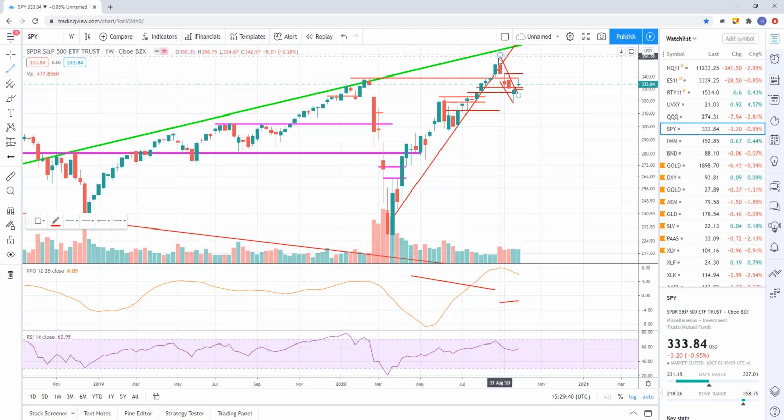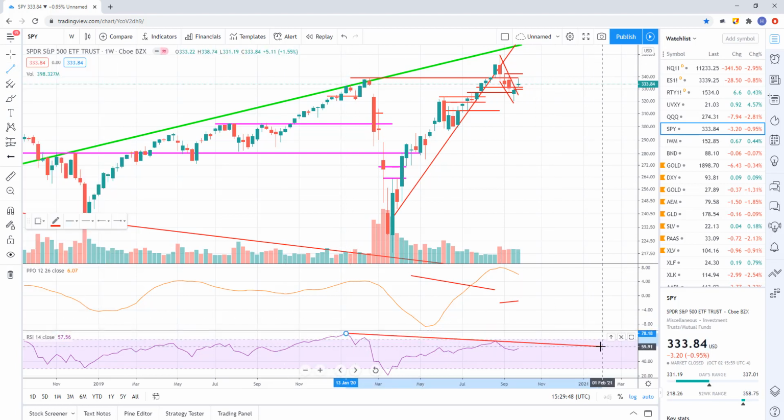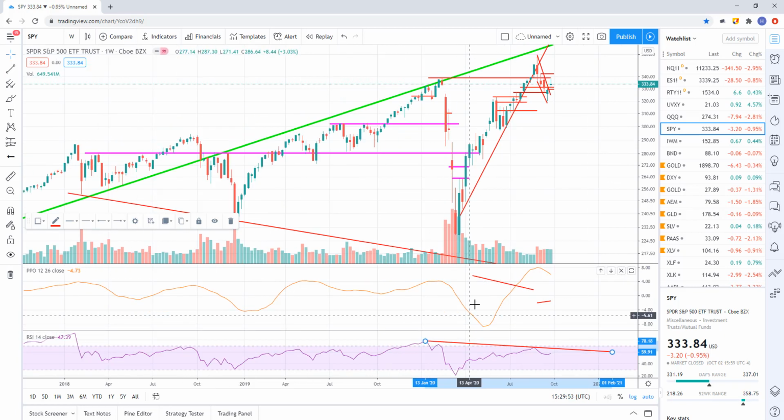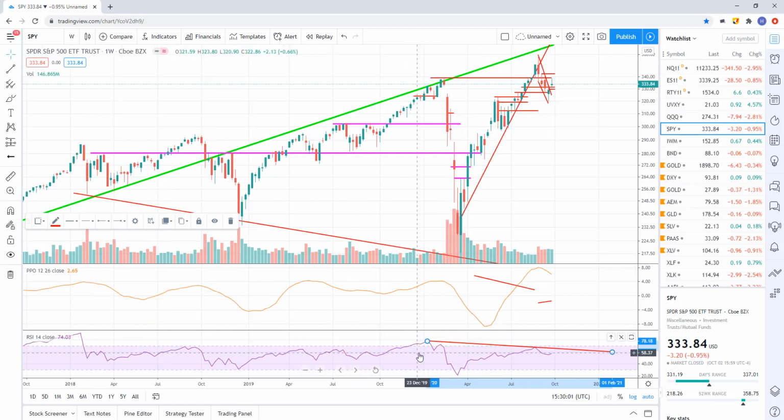The other thing to notice on the weekly is, the weekly has negative divergence. And this is a big pattern, a big picture thing. But you can see here on the RSI, you've got negative divergence. It's not there on the PPO, which is very similar to the MACD, the moving average convergence divergence indicator.